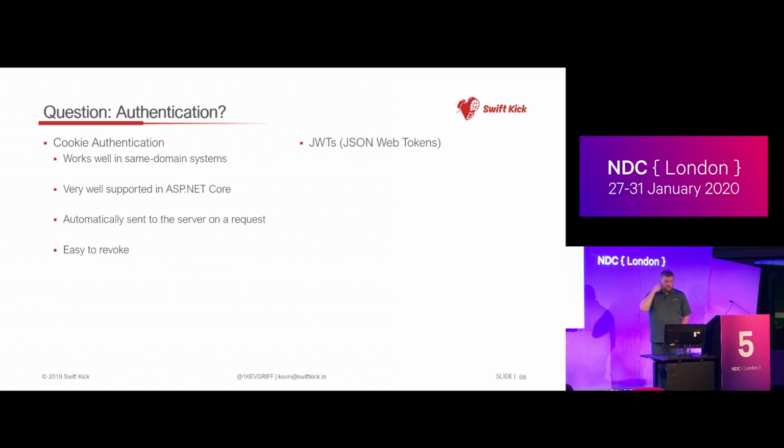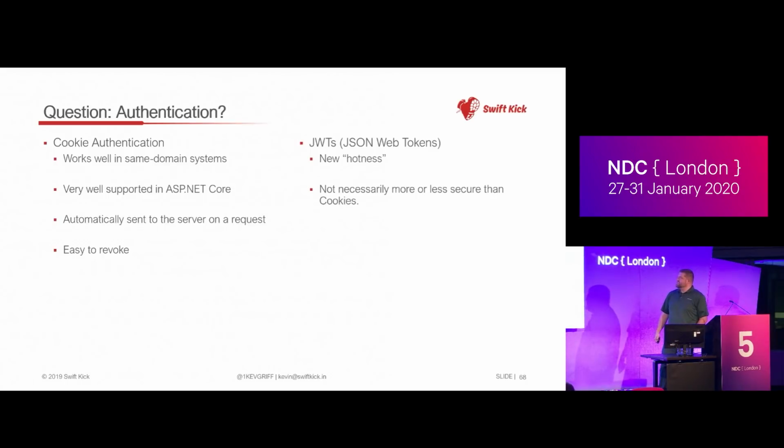The other way to authenticate is with a JWT, or a JSON Web Token. In the States, we call it the new hotness, which means everyone's using it, but doesn't necessarily mean it's better. It's really useful if you're doing cross-domain work. So if you have one domain for your API and another for your client-side app, it's easier to pass a token for authentication than it is to try to pass a cookie.